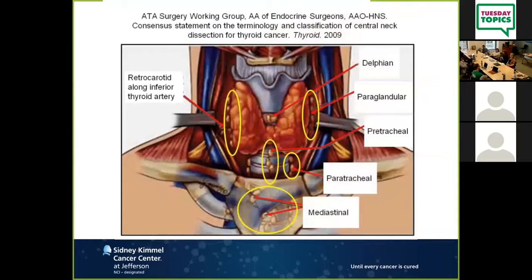It can be in the mediastinum, which is called level 7. It can be right around on either side of the trachea, underneath the thyroid, or above the thyroid. That's really all that picture is showing.